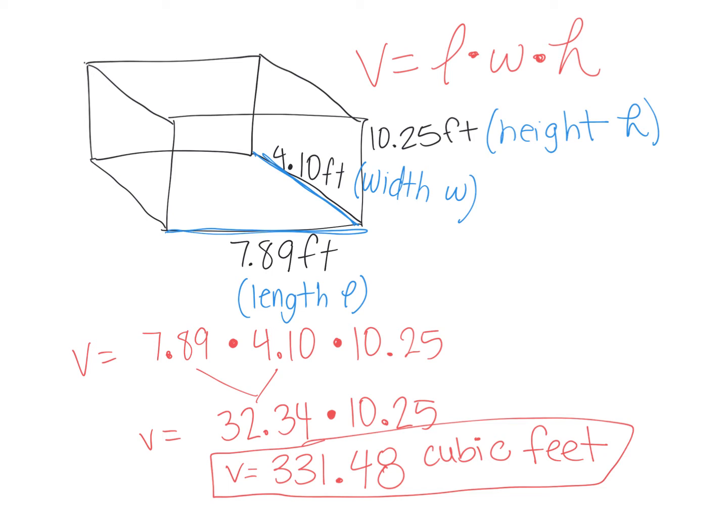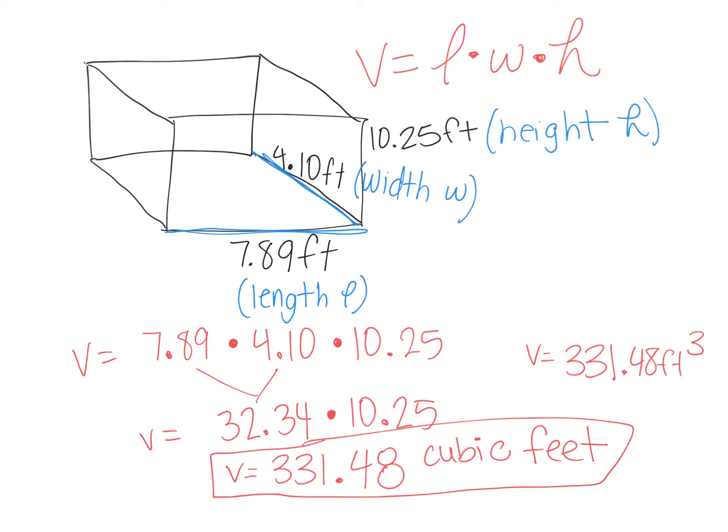Another way that you could write that, you could say V equals 331.48 feet and then cubed, and you're showing your cubed with the exponent 3. So it's another way that you could do that. But really the math involved for finding volume here was pretty simple. We just did length times width times height.